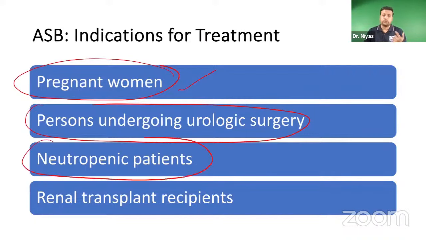Neutropenic patients, you can treat. Renal transplant recipients, you can treat. So apart from these four, there is no indication for treatment of asymptomatic bacteriuria.